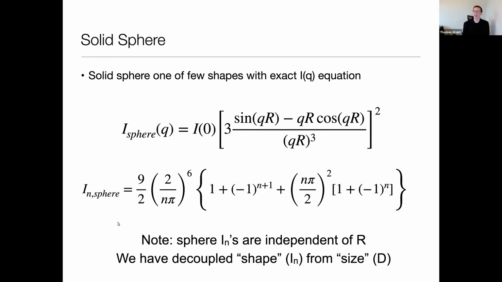And the reason for that is because what we've done with our orthogonal basis set is we have separated and decoupled the concept of shape from the concept of size, right? Where size is defined by that fundamental frequency of the basis functions d, and the shape is the INs. And we can see that in this example where we have the analytical expression for a sphere, that there is no r anywhere in this equation.